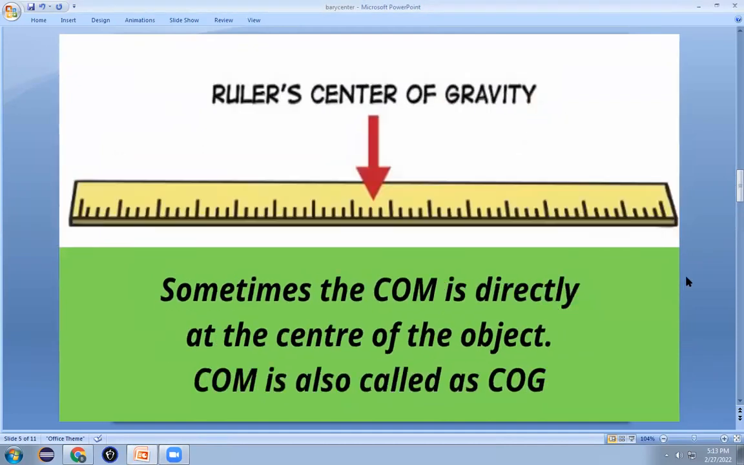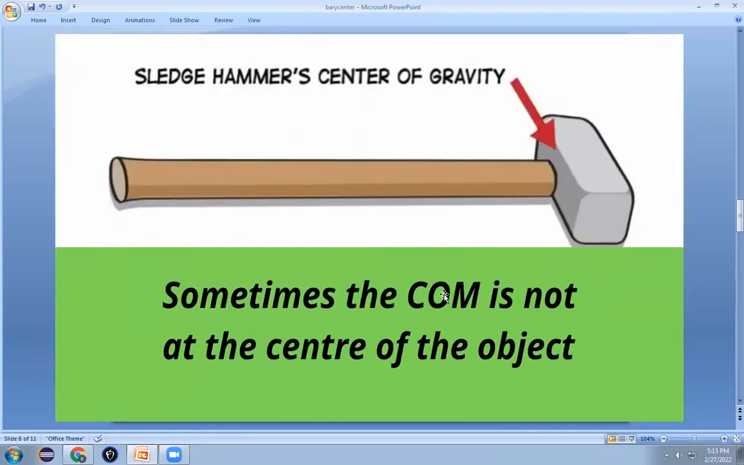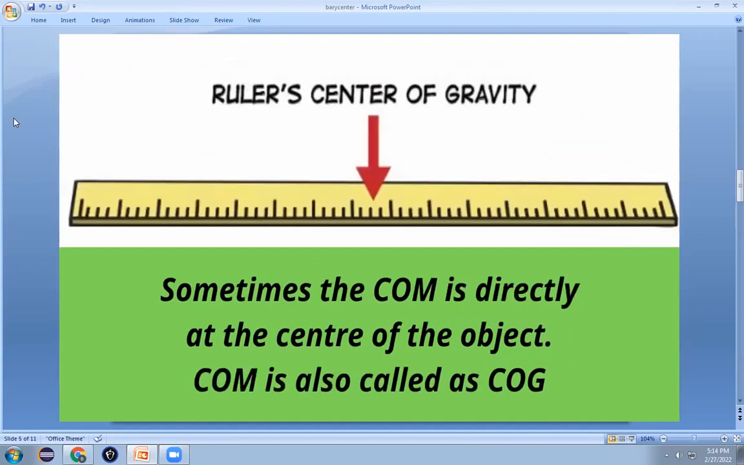But there is no rule that the center of mass should be exactly at the center. For example, in this case, you can see sometimes the center of mass is not at the center of the object. The word is called center of mass, but it doesn't necessarily mean that the center of mass must be at the center of the object. In the case of this hammer, the center of mass is towards its heavier end. So an important point we should understand is the center of mass is always located near the heavy mass. Did you understand? Yes, sir.